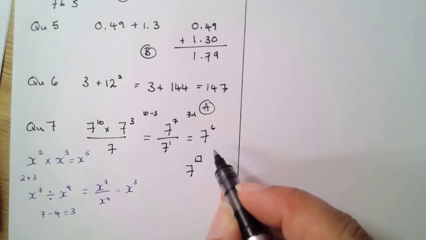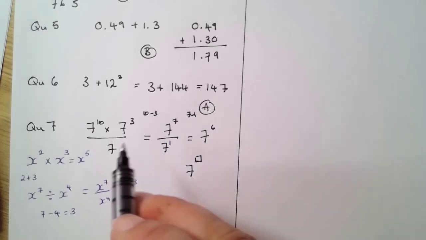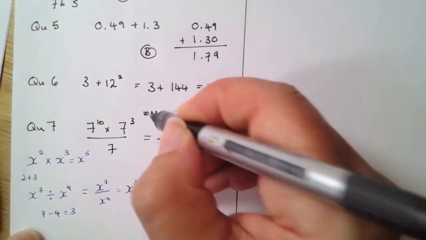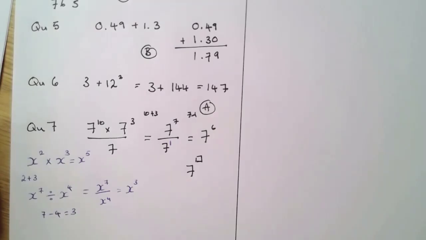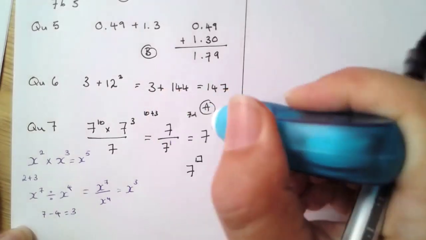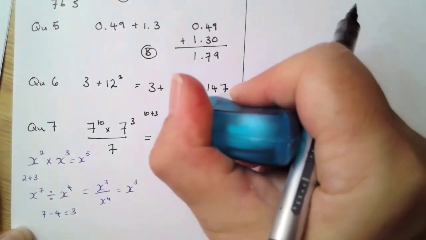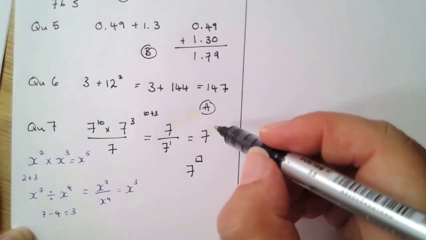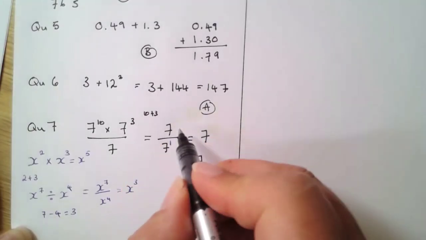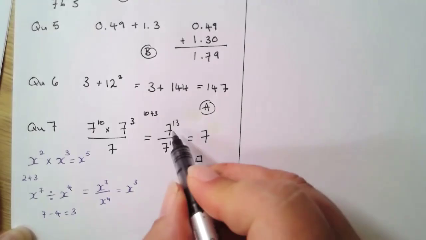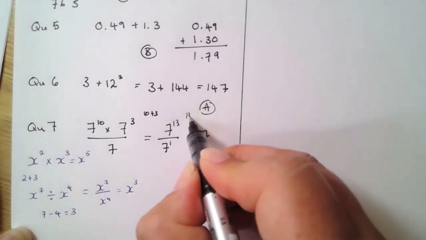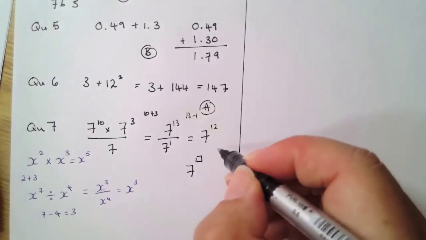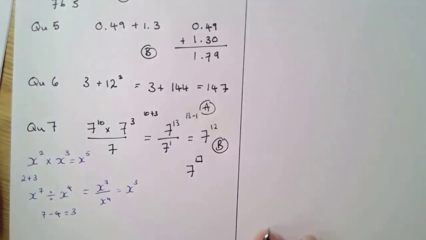Oh, it says the answer is 7 to the power 12. What did I do wrong? What I did was not add them. I should have added them. Let's go back and change that. Because I saw it wasn't one of the answers on the sheet, it meant that I knew to go back. So this should have been 13 here. 13 subtract 1 gave me 12. This is the correct answer. It is answer B.